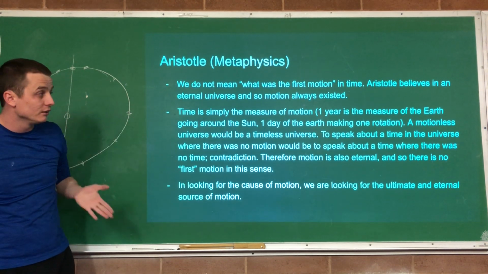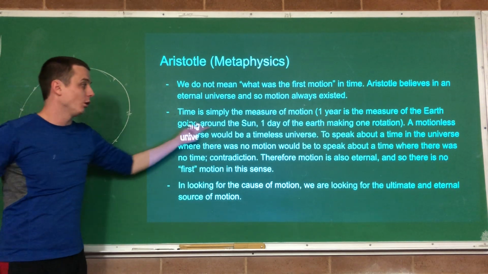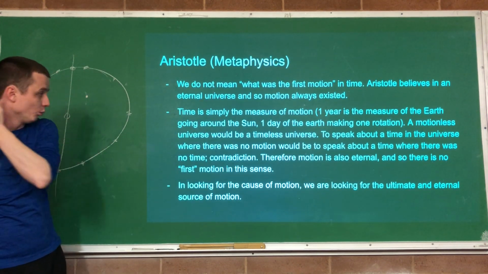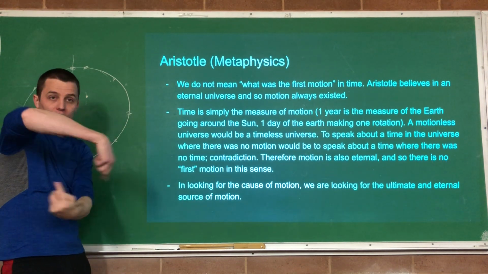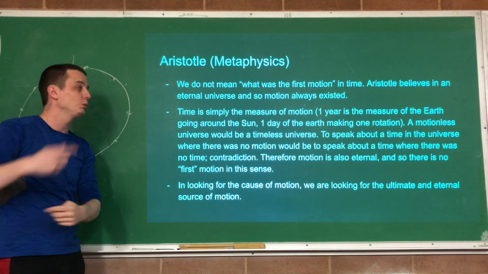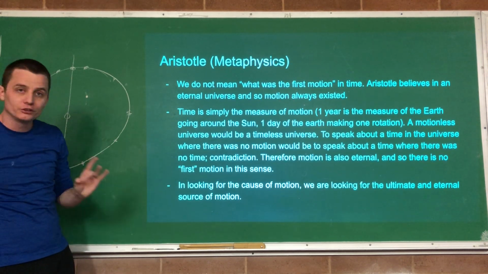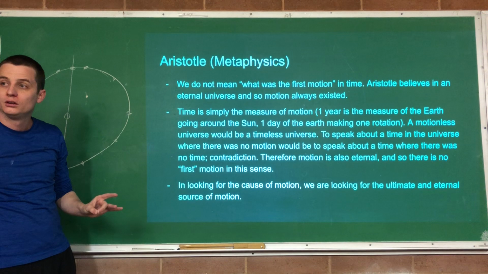How do we measure one year? One year is the measure of the Earth going around the sun. We measure in terms of some sort of motion. How do we measure one day? One day is the Earth making one rotation. The Earth spins around 360 degrees. We call that a day. A motionless universe for Aristotle would be a timeless universe, right?